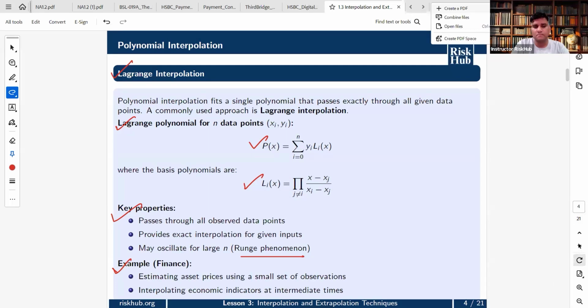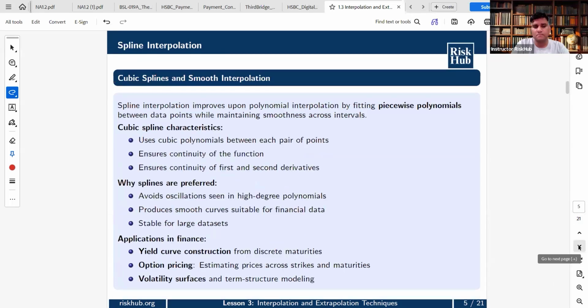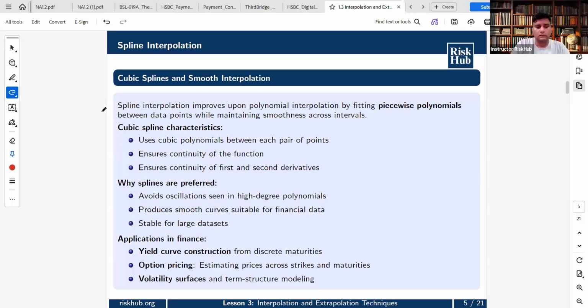Then we go to the next part, which is cubic splines and smooth interpolation. Cubic splines and smooth interpolation. So then we talk about cubic splines and smooth interpolation: cubic spline characteristics, why splines are preferred, and application in finance. This is one of the most practical slides in the lecture.